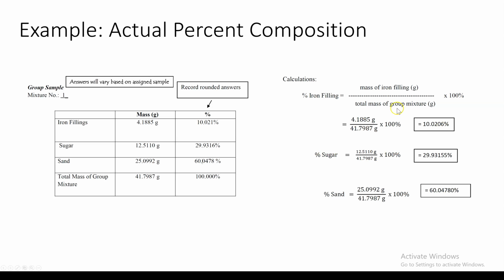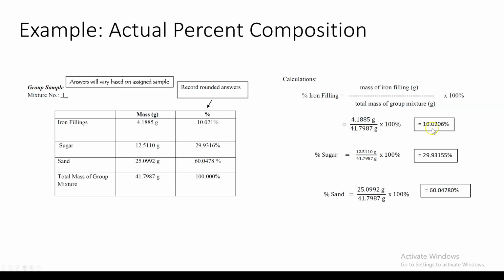And similarly, by taking the mass of the sugar divided by the total mass, this would become the percent composition of the sugar. And lastly, by taking the mass of the sand divided by the total mass multiplied by 100, we'll be able to obtain the percent composition of the sand in this mixture. And when we add all of this together, they should equal 100%.